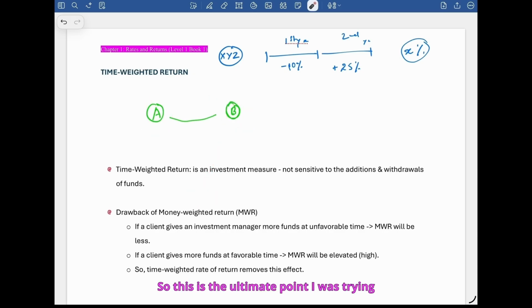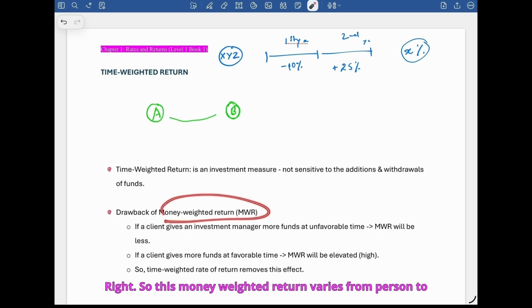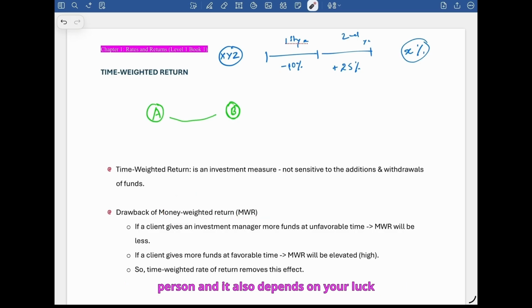So this is the ultimate point I was trying to derive. If you invest at an unfavorable time, which A did, he invested all his money in the first year, the money weighted return will be less. And if you invest just like how B did at a favorable time, your money weighted return will be high or elevated. So this money weighted return varies from person to person, and it also depends on your luck.